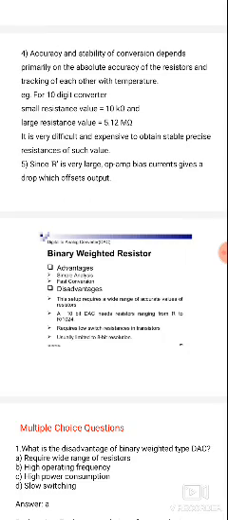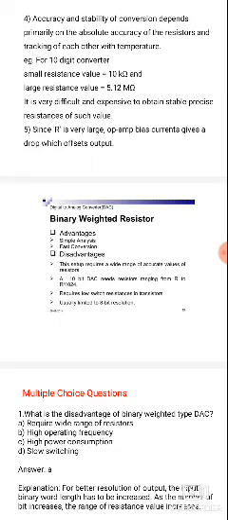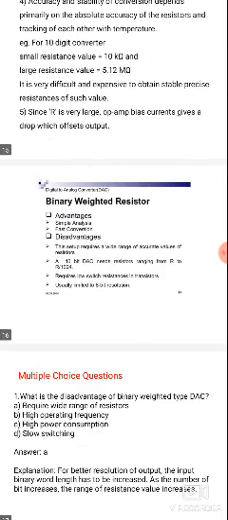So accuracy will depend on the resistor value and also on the temperature. For a 10-bit converter, the smallest resistance value is 10 kilo ohms. The largest resistance value required is 5.12 mega ohms. Mega ohms is a high value. Across a 5.12 mega ohm resistor, the current value will be very small.